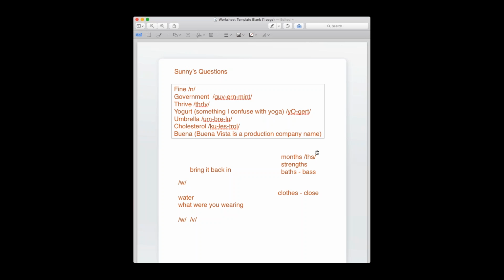Okay, so Buena Vista. This is a Spanish word, and it's going to be the American pronunciation of this Spanish word. We tend to say buena. I'm not sure exactly what it is for Spanish.